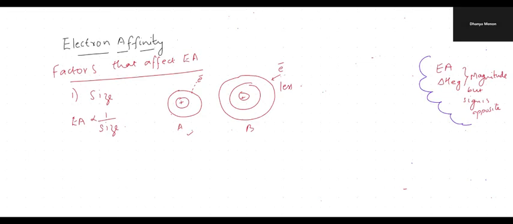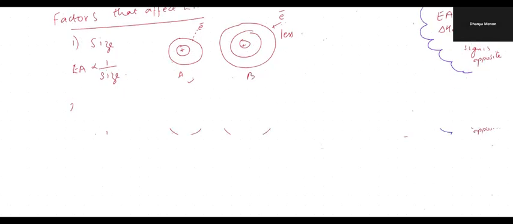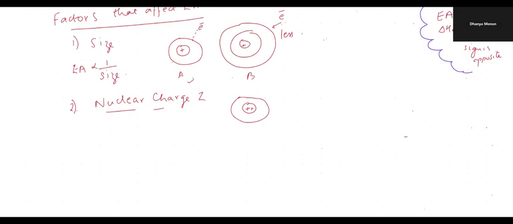So coming to the next one, next factor is nuclear charge, effective nuclear charge or nuclear charge. We can call it Z also. Suppose I have an atom where I have 2 protons, and another atom where I have 5 protons. Atom A, atom B. Here incoming electron, here incoming electron. In case of B, there are more protons. The nuclear charge is more. So it will attract the incoming electron more readily than in case of A.